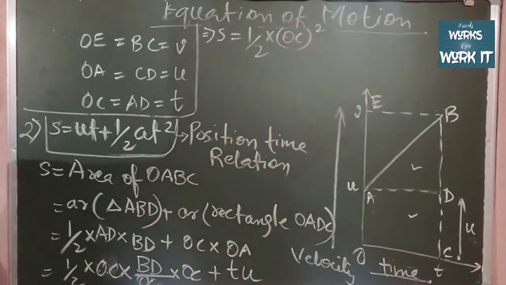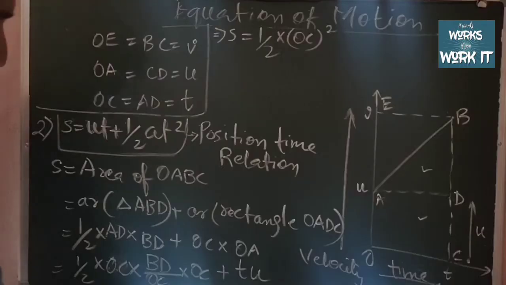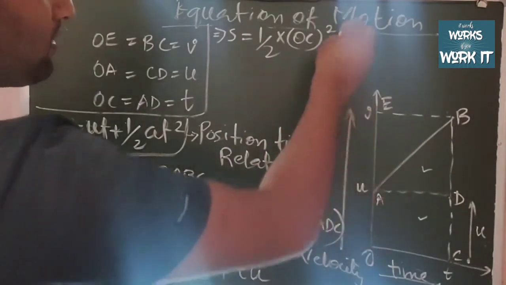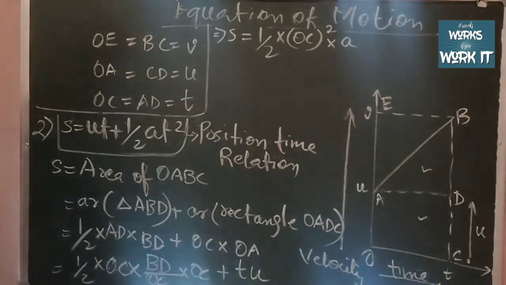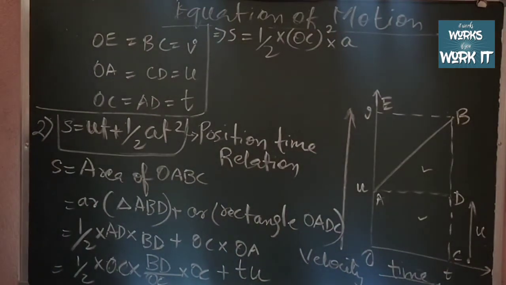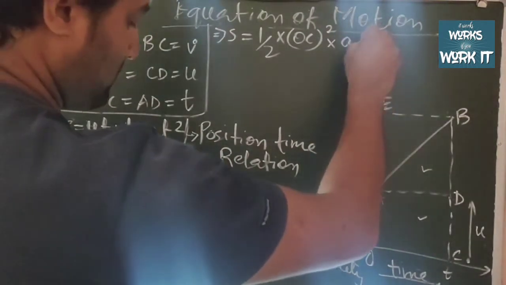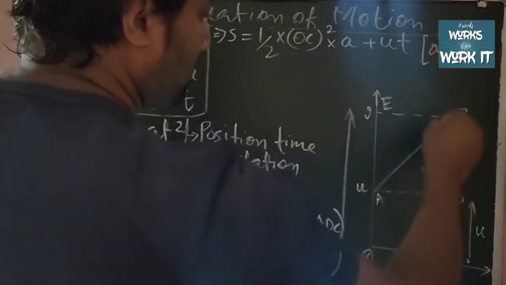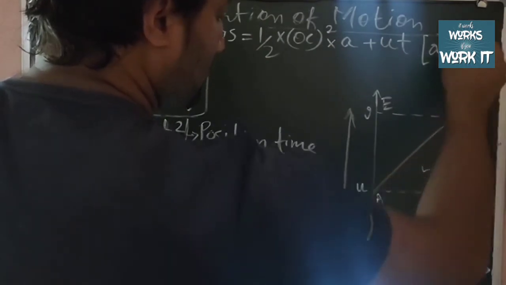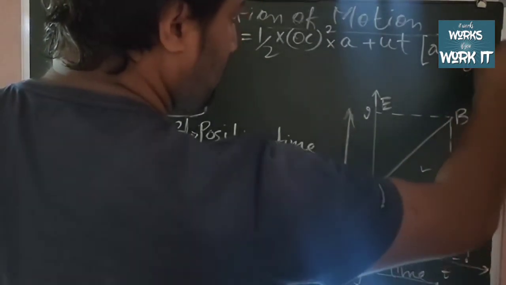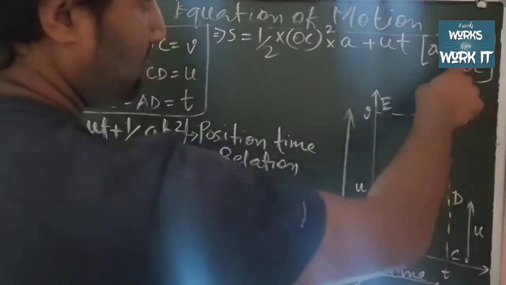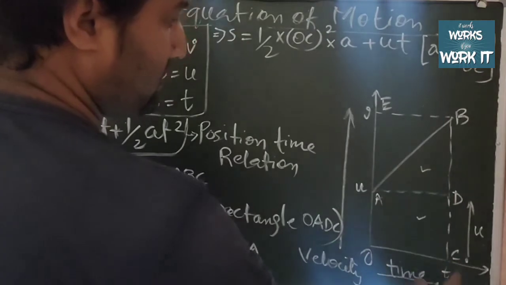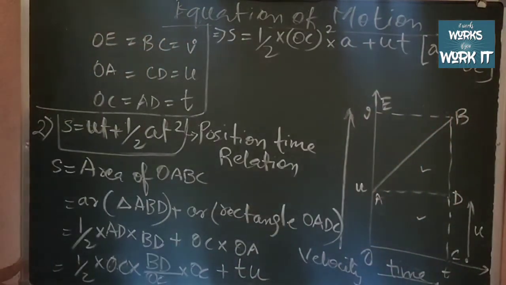S equal to half into, after multiplying OC and OC, it gives OC square into BD by OC, which can be written as A, because BD is the change in velocity and OC is the time, plus UT, arranging TU as UT. Why have we written A? BD by OC gives us the acceleration that we have seen in the earlier equation, the first equation. BD is the change in velocity and OC is the time.